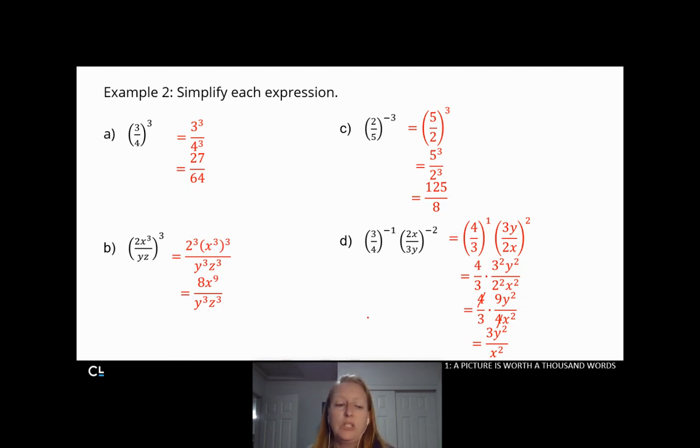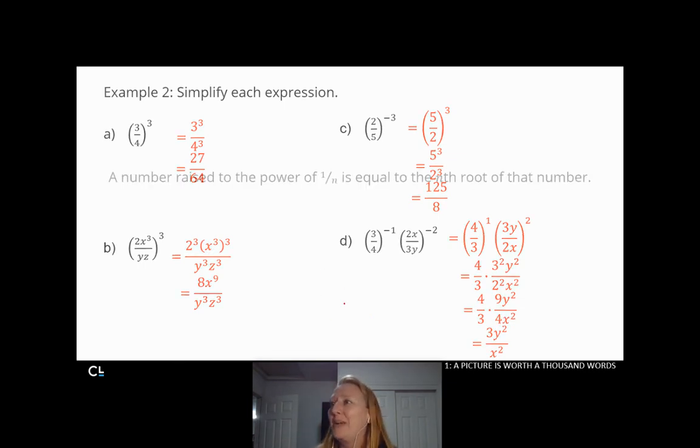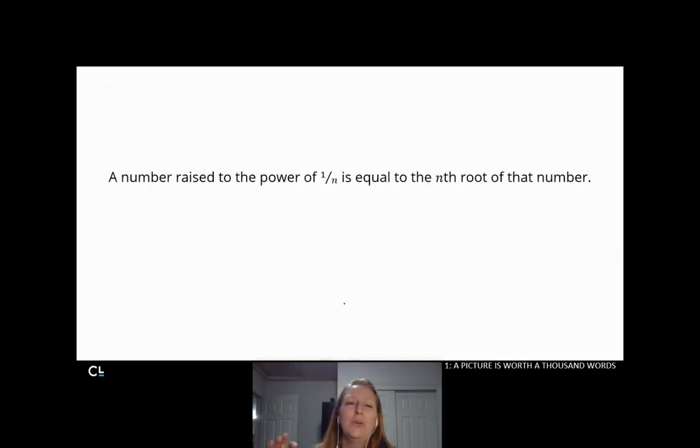I love this trick. And in fact, once you know this trick, you're going to use it in a lot of future math classes. The calculus students use this trick all the time. It's so good. A number raised to a power of 1 over n is equal to the nth root of that number. Now you're familiar with square roots, but you can also have cube roots and fourth roots and fifth roots. You can have roots of all kinds.